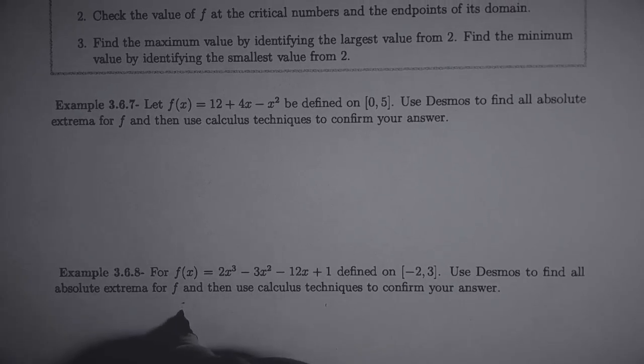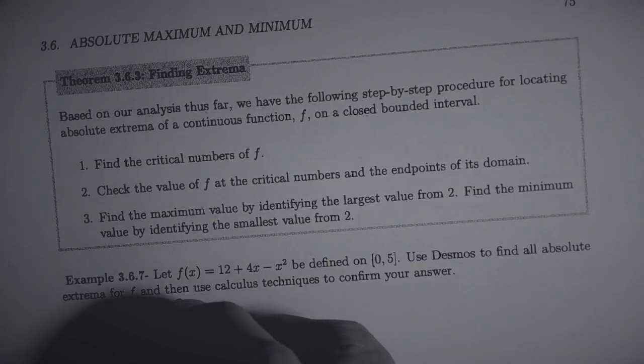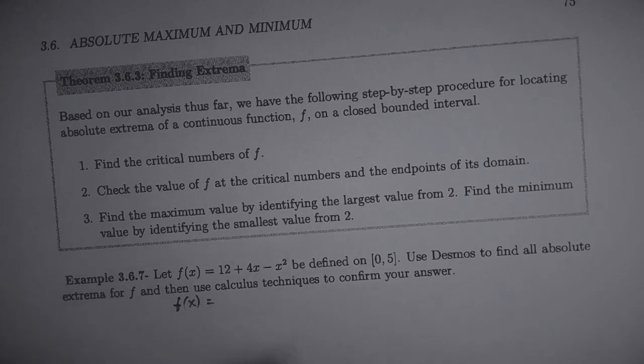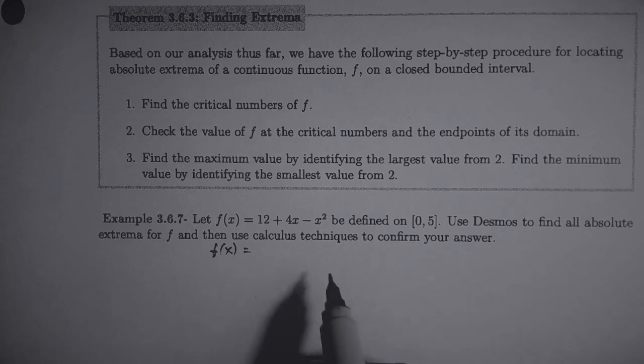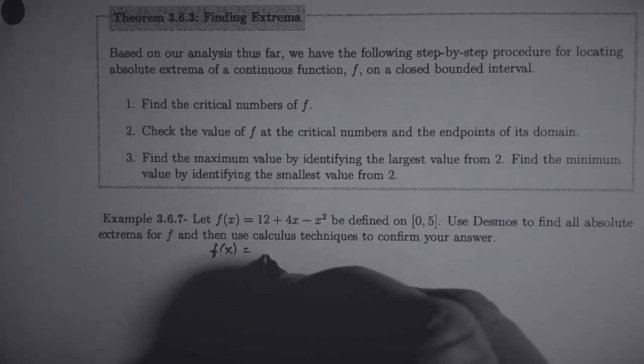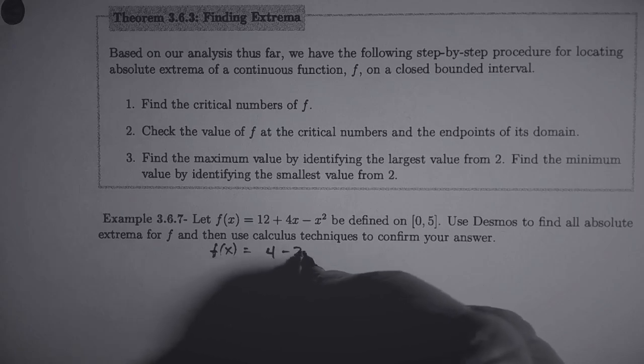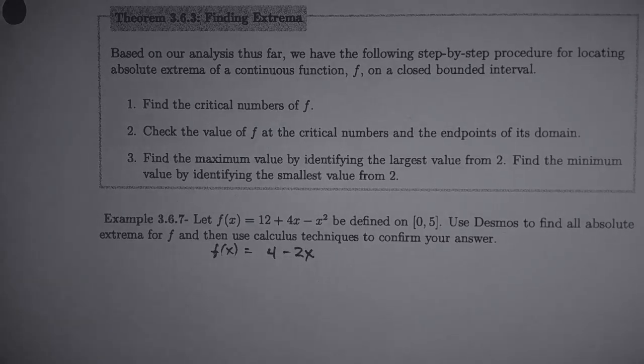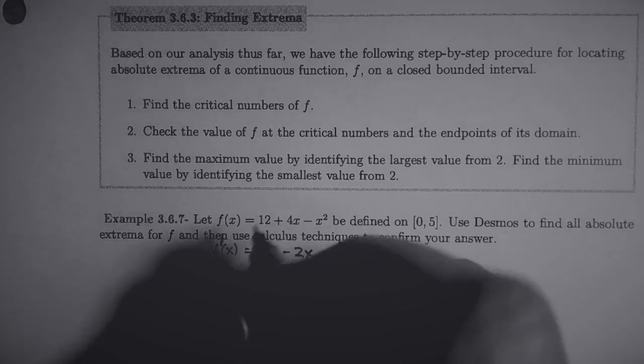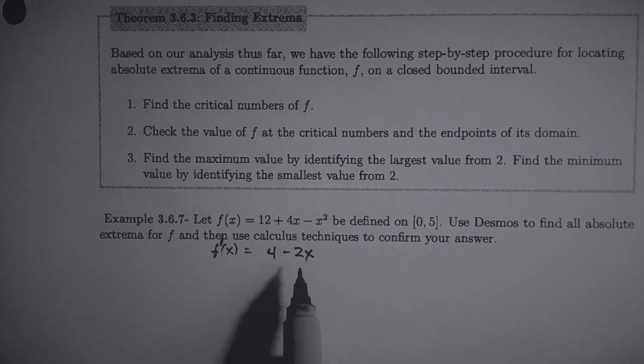So the derivative is 4 minus 2x. Is there any place where that doesn't exist? No, I can multiply any number by 2 and subtract that from 4. So there are no critical numbers of the type where, sorry, this is f prime. There are no critical numbers of the type where f prime doesn't exist.